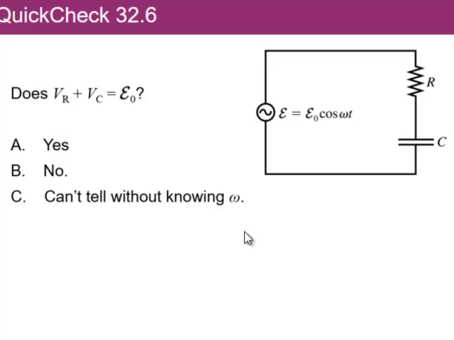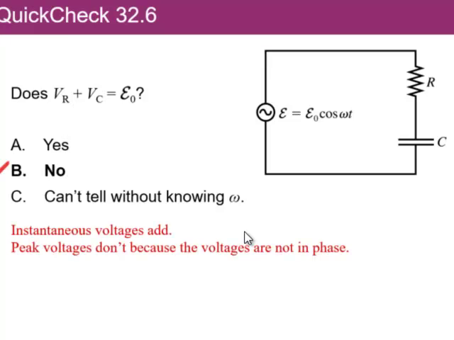And the correct answer turns out to be no, because what we are combining here are the peak voltages. And remember, we had to do some kind of Pythagorean theorem to figure out the relationship between the VR and the VC. They don't just simply add up like this. What do add up are the instantaneous values: the instantaneous value of the voltage across the resistor plus the instantaneous value of the voltage across the capacitor is equal to the instantaneous value of the EMF E here. But the peak values do not add up like this.